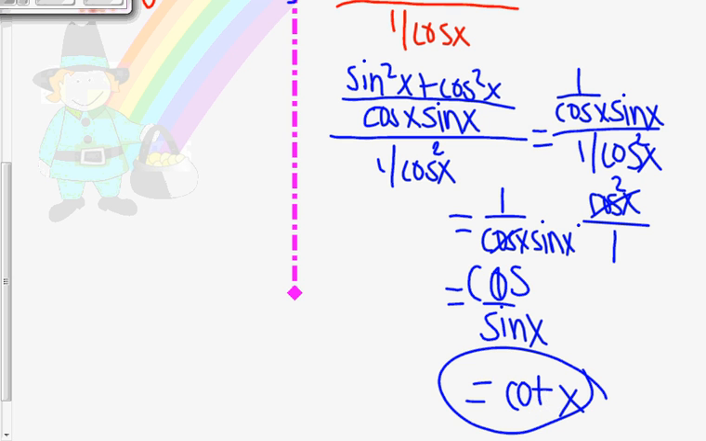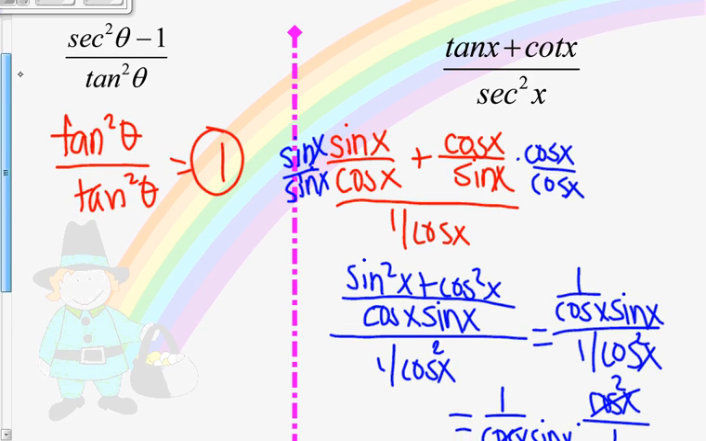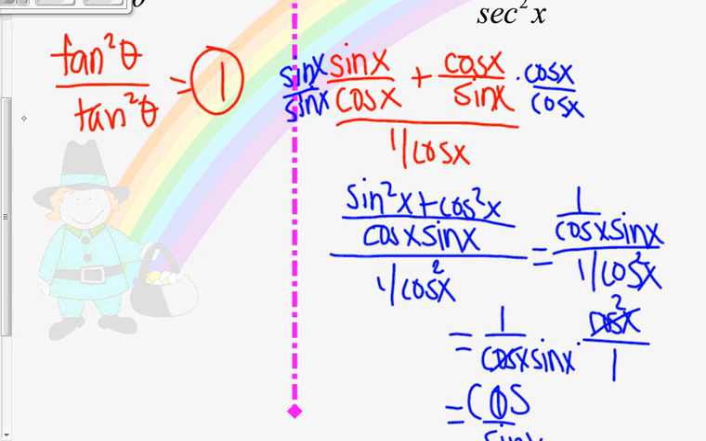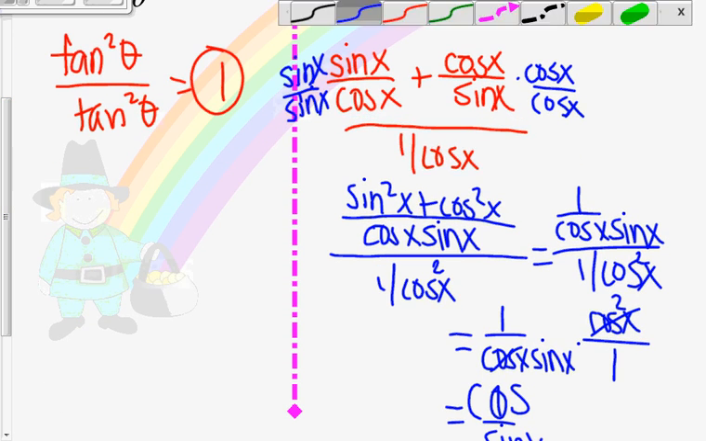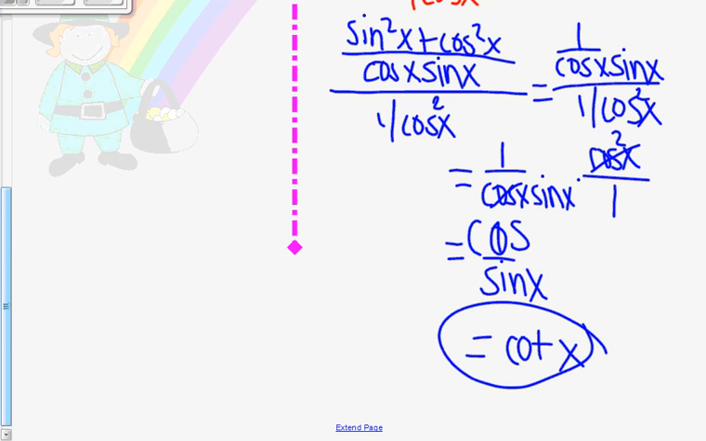Okay, I take that back. I did not square my secant there, so my cosine down here should have been squared. So you end up actually getting cotangent of x, not cosecant of x. So it is cotangent of x. So if you need me to walk you through that, please stop by and let me know.